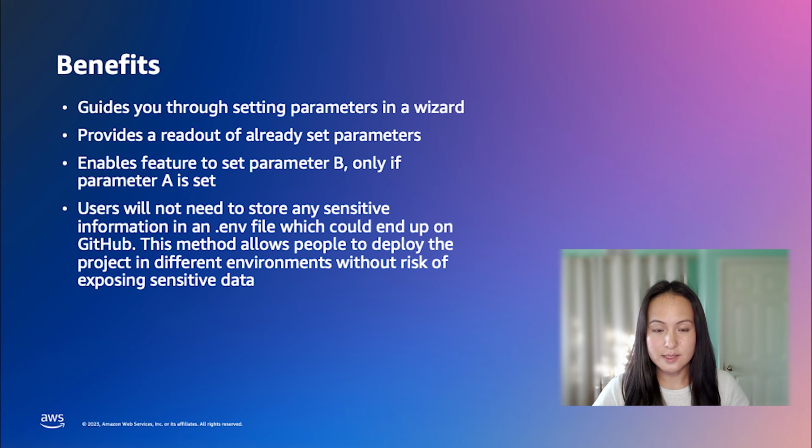At this point, you can see that this is an opinionated way of managing configurable parameters in CDK. It fulfilled many requirements that we had at Amazon Web Services because it guides you through setting parameters in a wizard, provides a readout of already set parameters, provides a feature to set parameter B only if parameter A is set, and this method allows people to deploy the project in different environments without risk of exposing sensitive data. You will not need to store any sensitive information in the .env file, which could end up on GitHub.